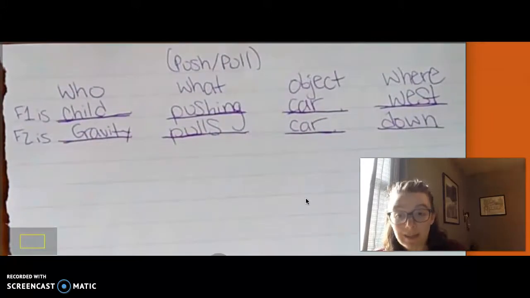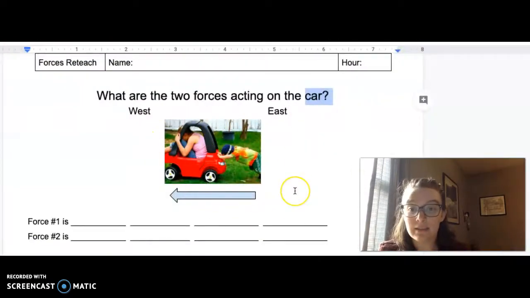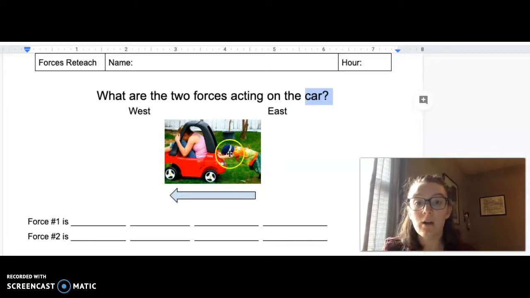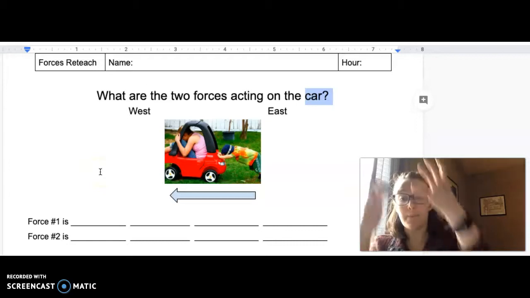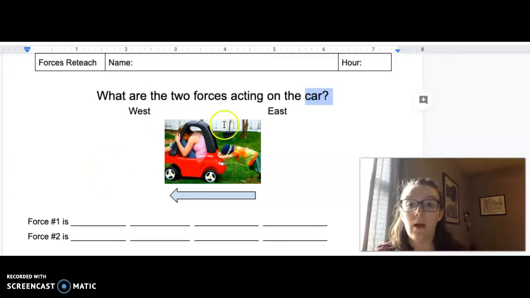Okay, so picture one is done. We've answered both of the questions. When I look back at this, I can now very easily say that force one is child pushing car west, and force 2 is gravity pulling car down. Okay, now I'm hoping you are understanding this a little bit.